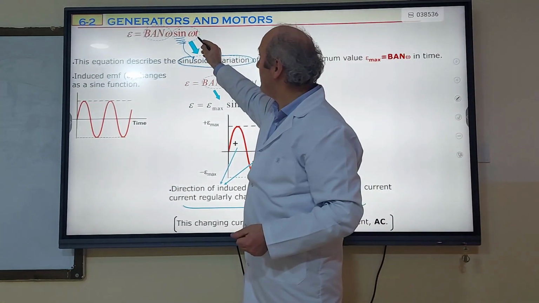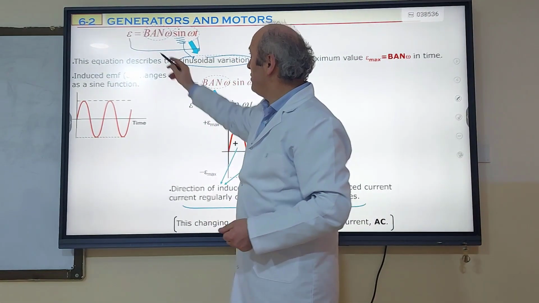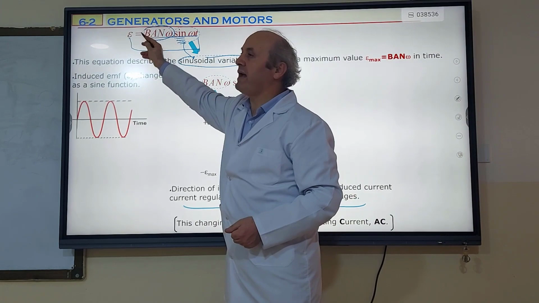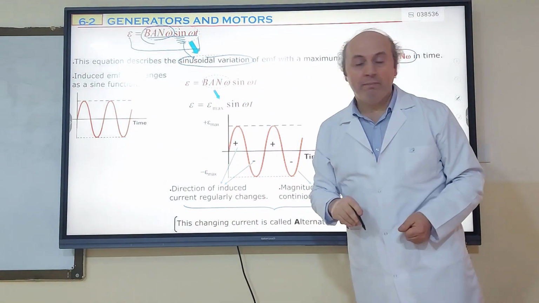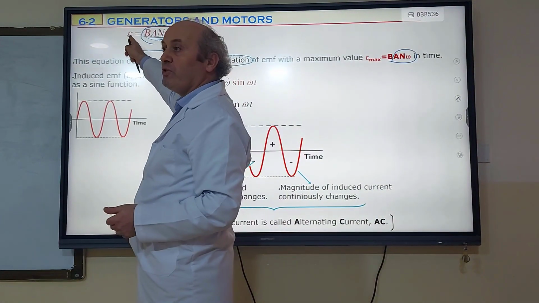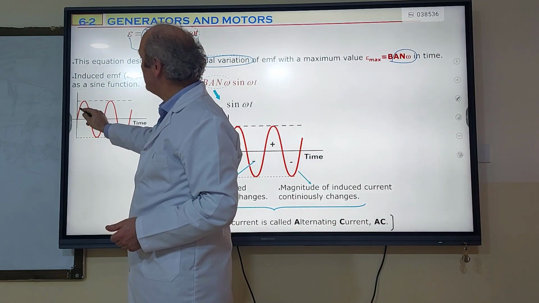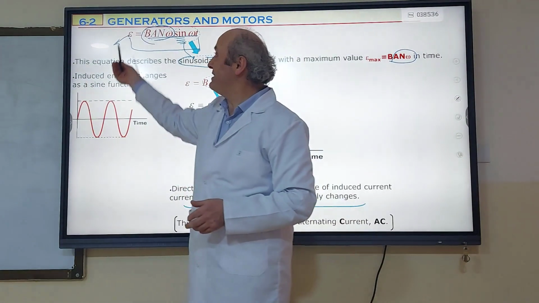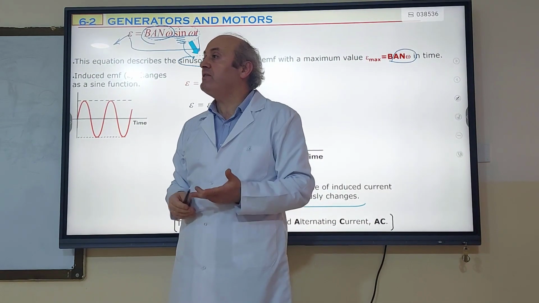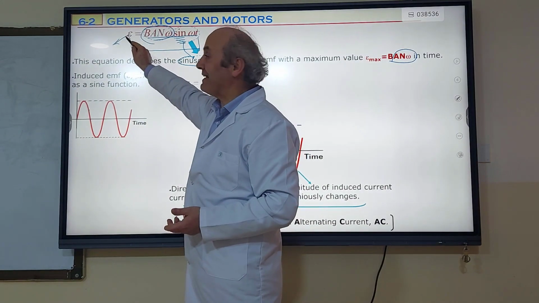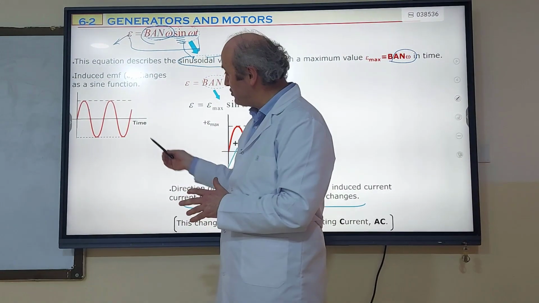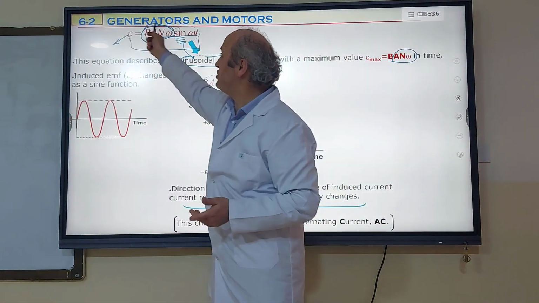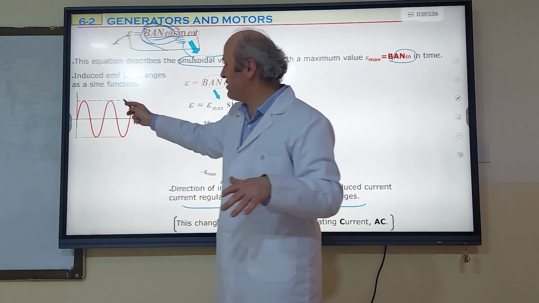Yes, it's a variation, but as time goes, induced EMF is changing. This E equation is the sinusoidal variation of EMF with maximum value. How much? BAN omega, E max is in this equation. But these E values are continuously changing. Zero, increases, maximum, decreases, zero, increases, maximum, decreases. So this E is called the instantaneous value, because this value is changing by time. If a quantity changes by time, what do we say it? Instantaneous value. This E is the instantaneous value of this EMF. As you see, it's continuously changing. But E max depends on B, A, N, and omega. If you don't make a change in them, E max stays unchanged.